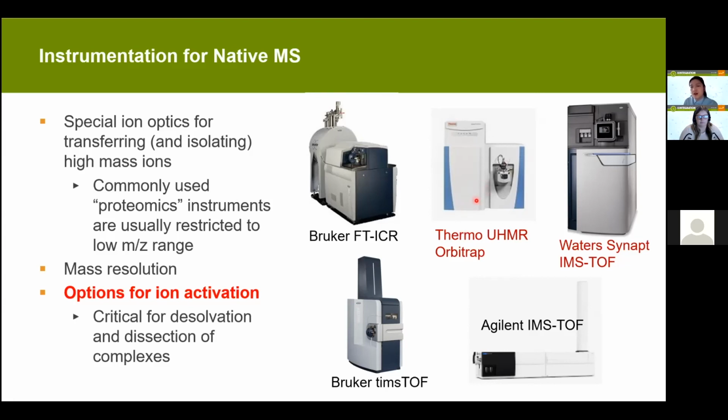Some of them, like the FTSER and the Waters Synapt, are more flexible regarding the mass range, and they have different options for the RF power. So they tend to be more general, and you can tune them if you are interested. You can just look up the papers that people publish and what method they use to tune it. For the UHMR, this is very well designed for native, but for some of the other Orbitraps, it's a lot of work to try to make them work for native, unless they're already sold for that purpose.